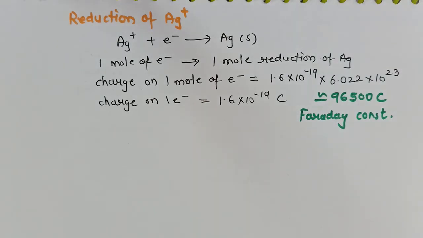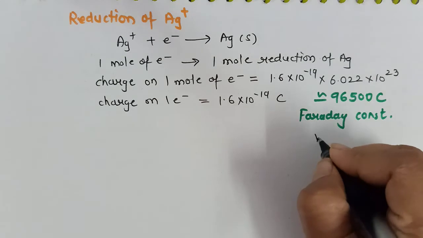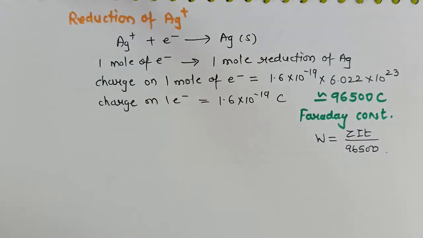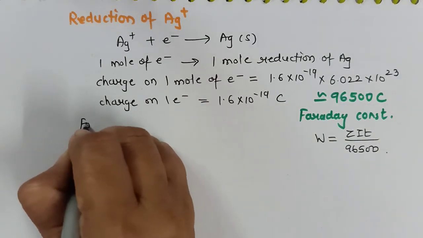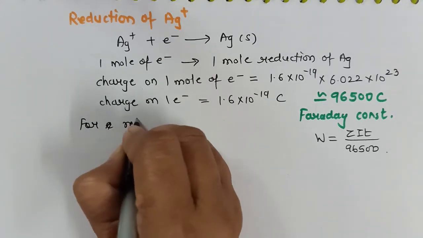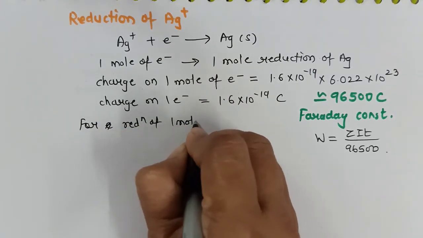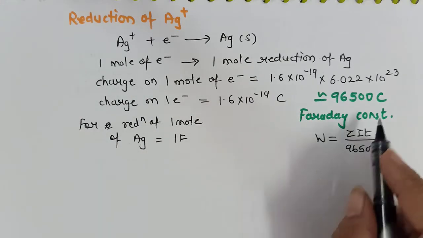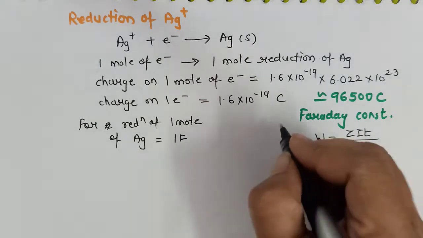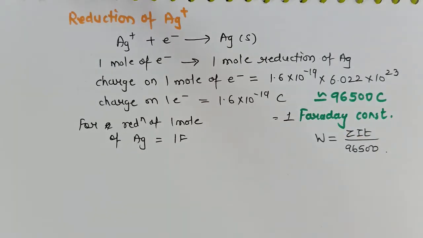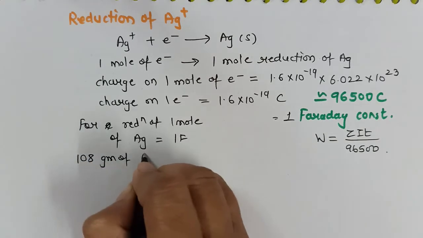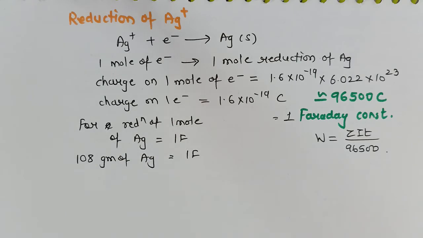And therefore the previous formula we have seen is W equals ZIT upon 96,500. So coming back to the example, I know that for reduction of 1 mole of silver, I require 1 Faraday, because 96,500 coulomb is taken as 1 Faraday. Or I will say, for depositing 108 gram of silver, we require 1 Faraday.